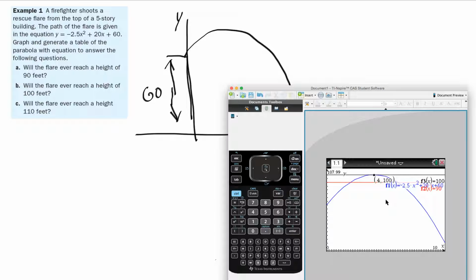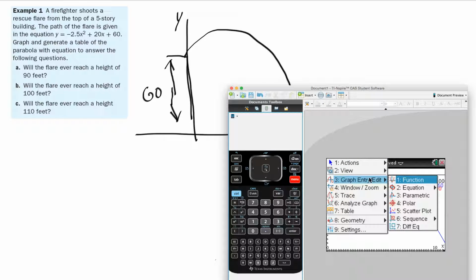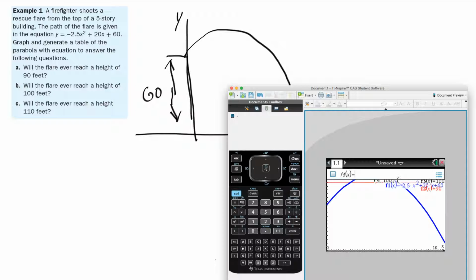So at 100, there's only one, so I can guess at 110, I'm probably not going to have any, but let's try it real quick. Function 110, and enter. And heck, I can't see it. Adjust my window.